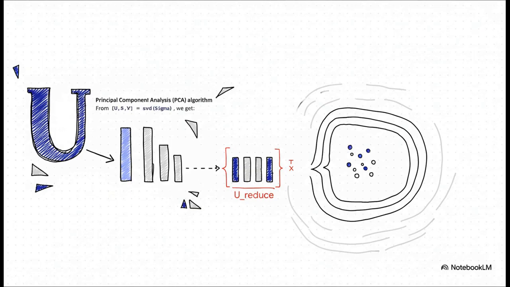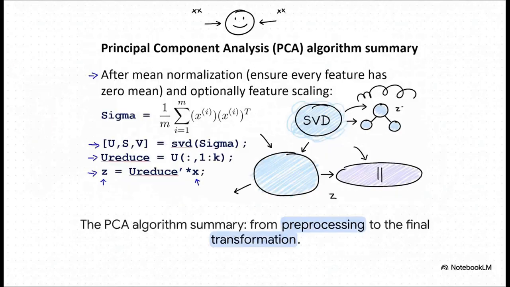So how does this work? Well, SVD spits out this matrix U, which you can think of as a ranked list of all our new axes, from most important to least important. To reduce our data down to, let's say, k dimensions, we literally just grab the first k components from that matrix. This gives us a new, smaller matrix we can call U_reduce. And then you just multiply your original data by this new matrix and boom, you get your final compressed data points.